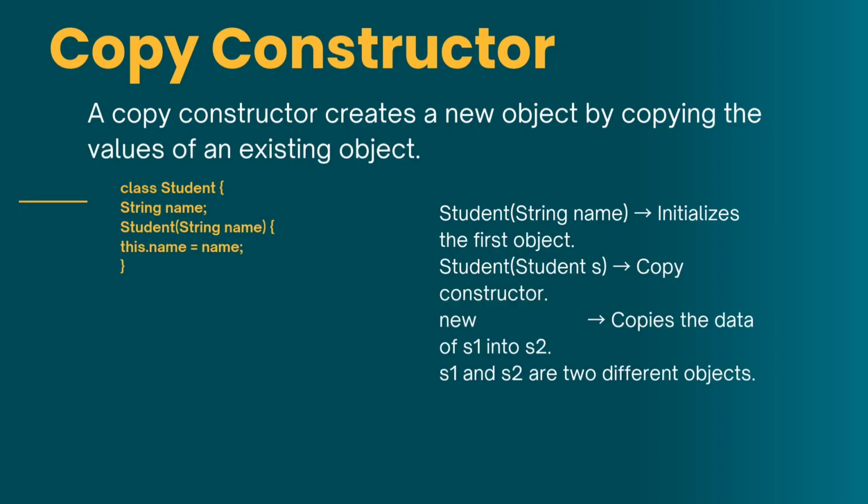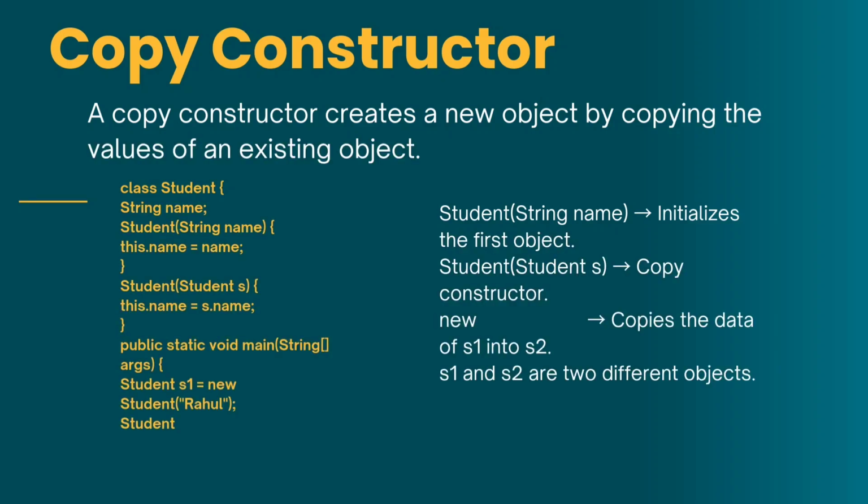Copy constructor. A copy constructor creates a new object by copying the values of an existing object. Student s1 initializes the first object. Student s2 uses the copy constructor to copy the data of s1 into s2. s1 and s2 are two different objects.